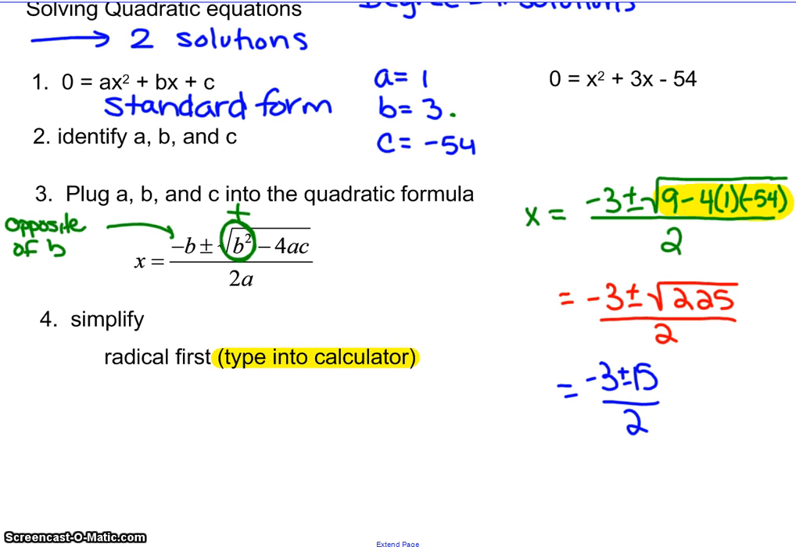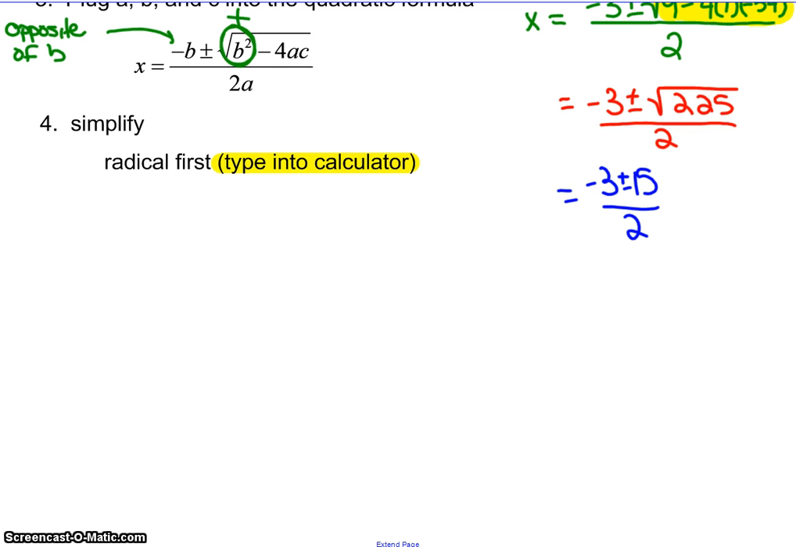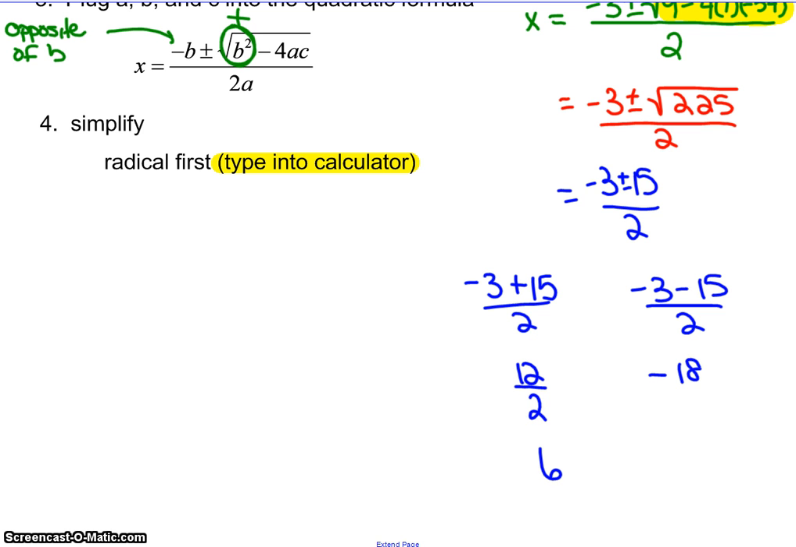Now, what I want to do again, when we get a situation where I have a perfect square, is break it into my two parts. One where I add the two things in the numerator, and then one where I subtract. And again, when we simplify these, we simplify the numerator, and then we divide. Simplify your numerator, then we divide. And there's my two solutions.